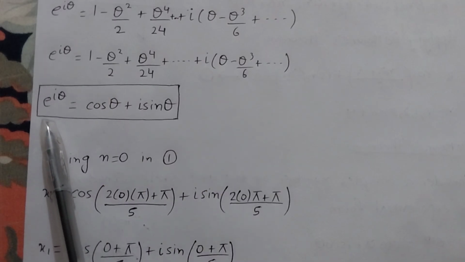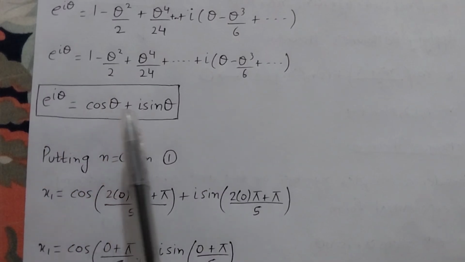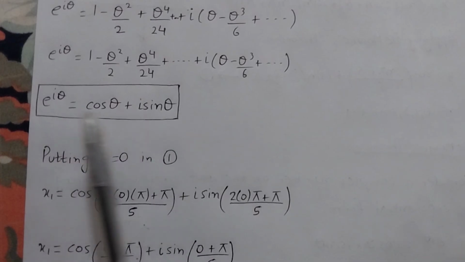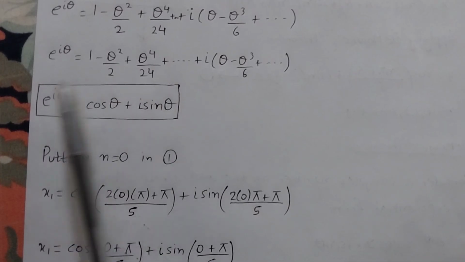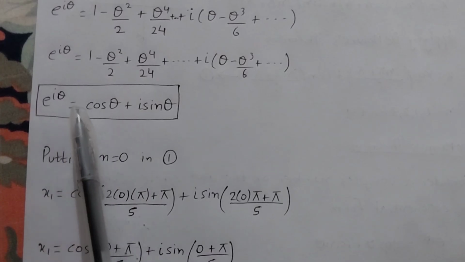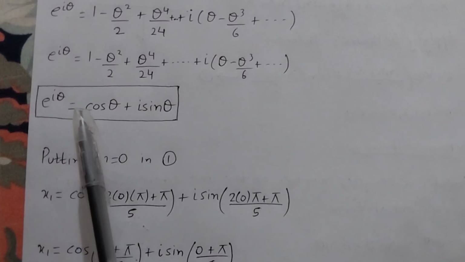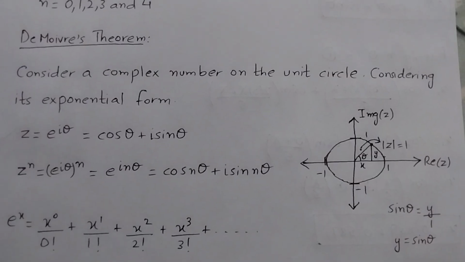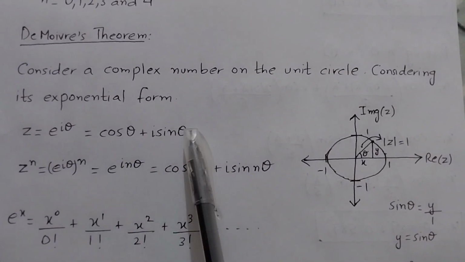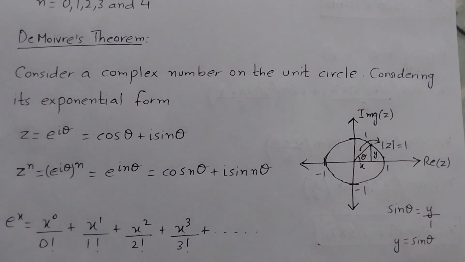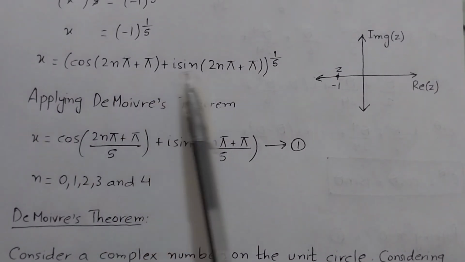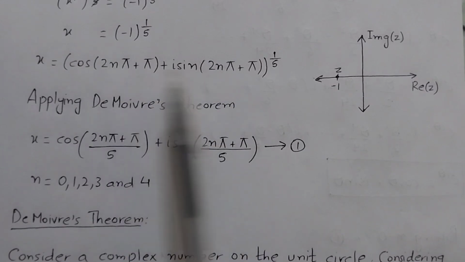So e raised to power iota theta is equal to cos theta plus iota sine theta, and this is what we were looking for. So we have proved that e raised to power iota theta is equal to this thing. Now we need to prove de Moivre's theorem. So e raised to power iota theta is equal to cos theta plus iota sine theta, but if you remember, we used cos theta plus iota sine theta raised to some power.